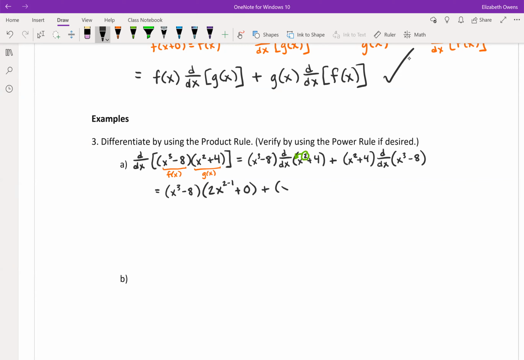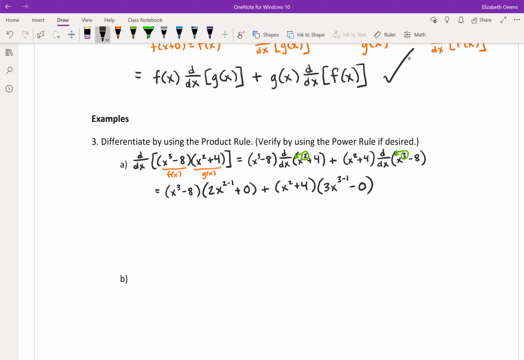And now we'll add x squared plus 4 times the derivative of x cubed minus 8. Very similarly there, we use the power rule to take the derivative here, bring down the 3 from the exponent as a coefficient now, 3x to the 3 minus 1 power, and then minus the derivative of that constant, 8. The derivative of any constant is 0, so there we go.